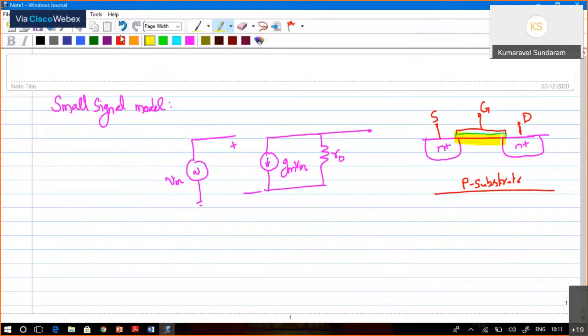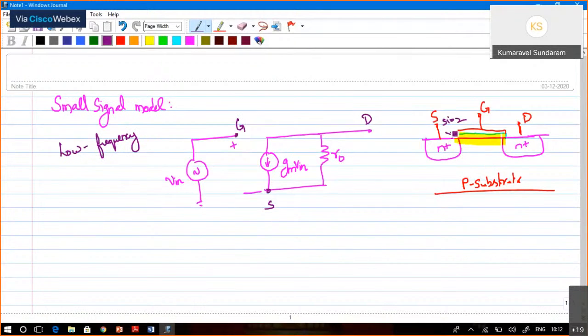That's why the MOSFET has high input impedance. So the gate is left open. This is gate, drain, source. The current that is going to flow through the MOSFET is given as gm times Vgs and ro. This is in low frequency condition.